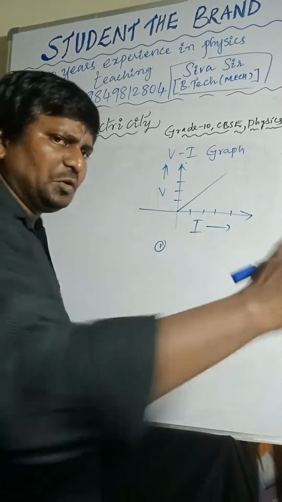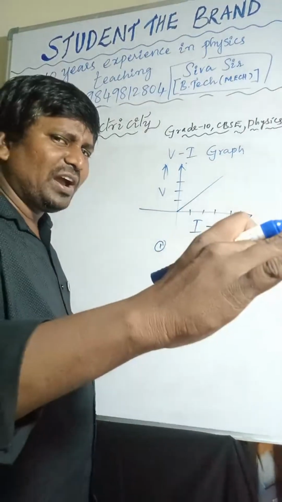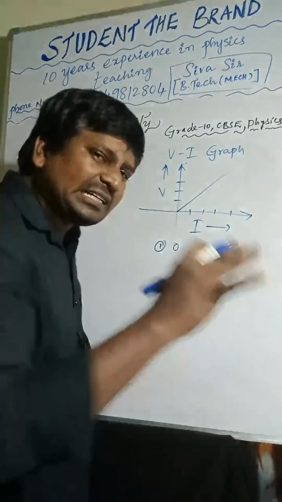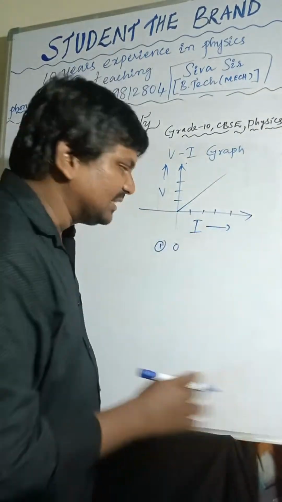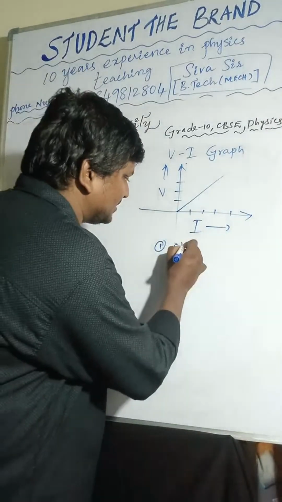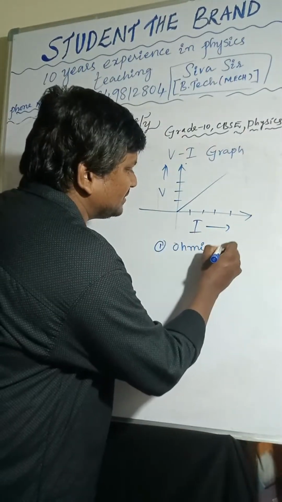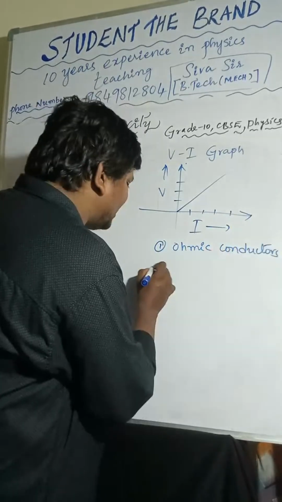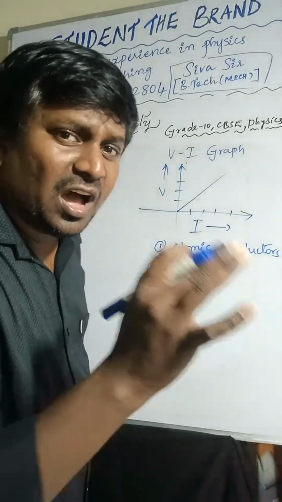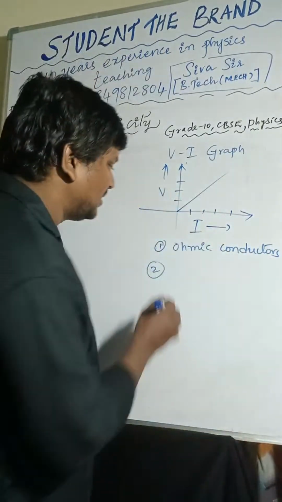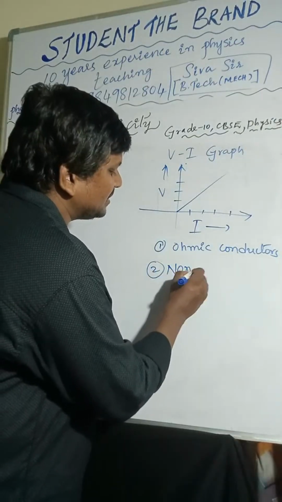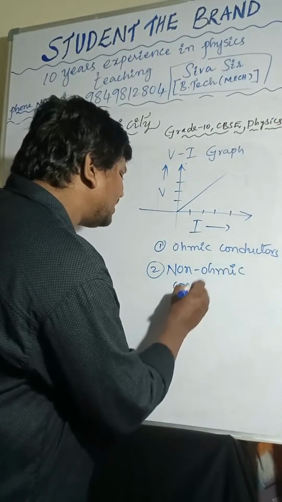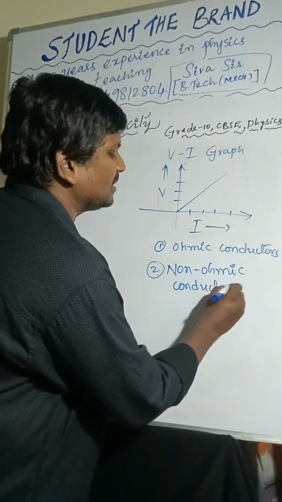Here again two points are there. What are those? Ohmic conductors, remember, and next one, non-ohmic conductors.